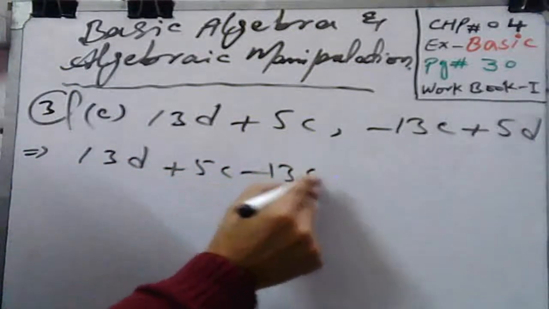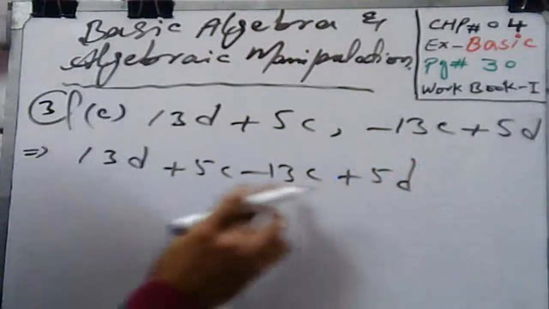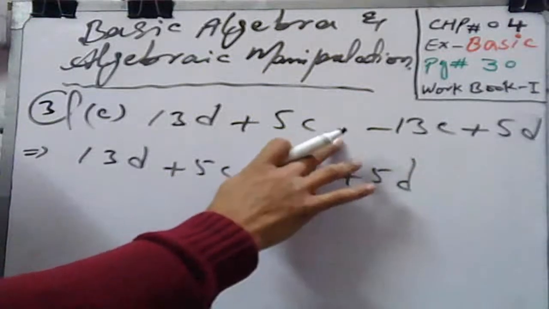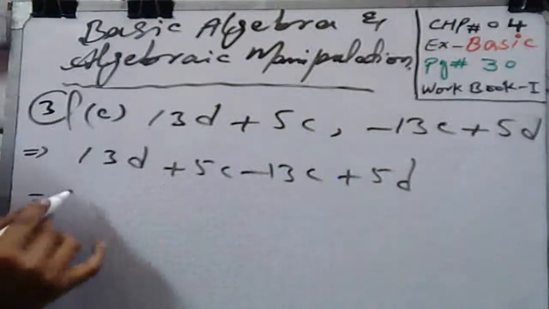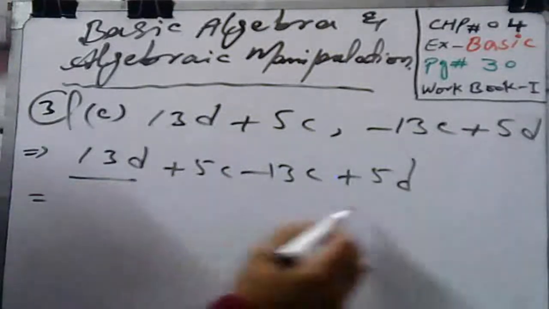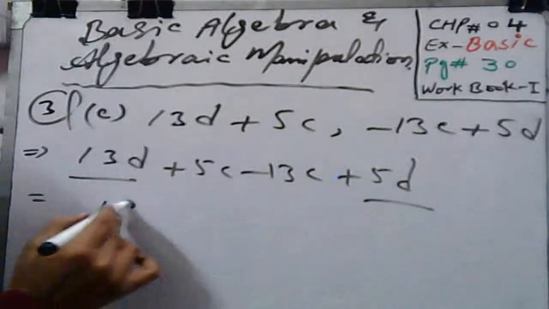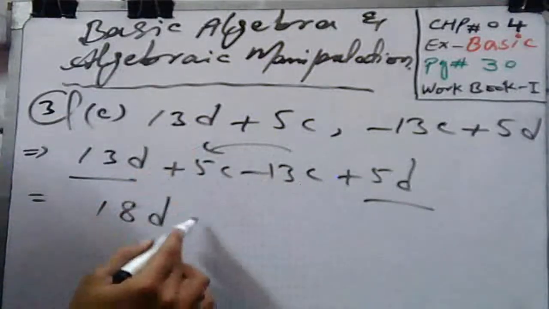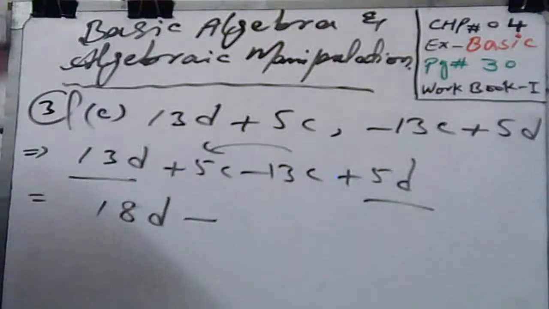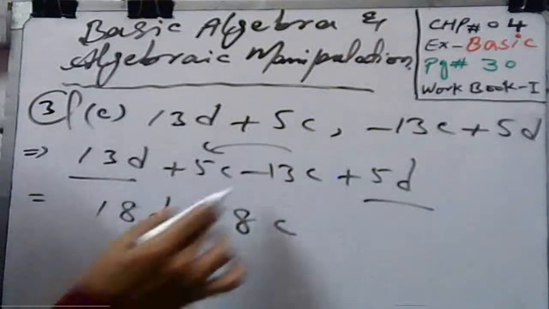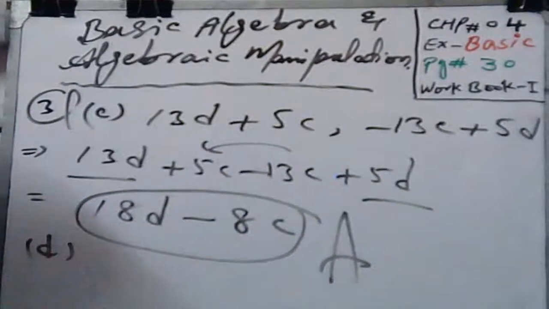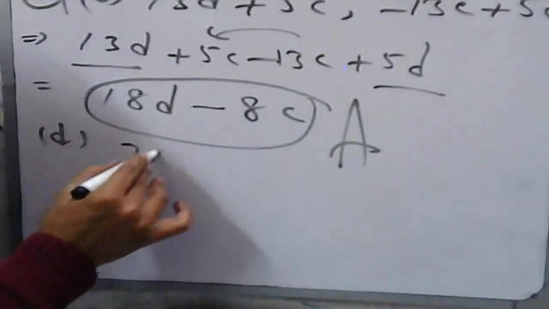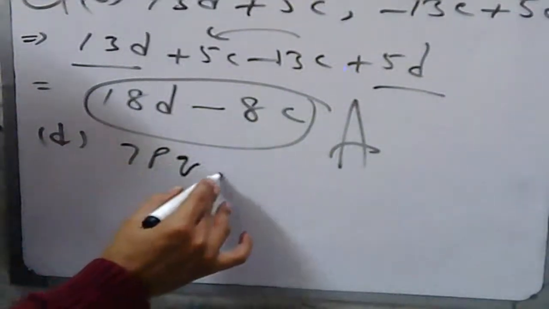Okay, find the sum 13d plus 5c minus 13c plus 5d. Remove the comma and put the signs, but negative always wins. Homogeneous terms should be added or subtracted, that is 13d and 5d, 18d, and 5c minus 13c. So you will get minus 8c, the greater value sign should be used here. Answer.